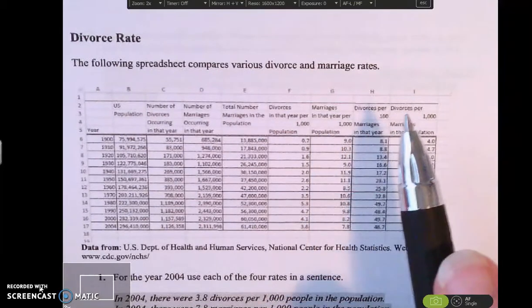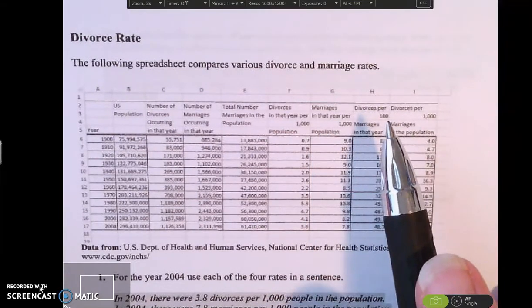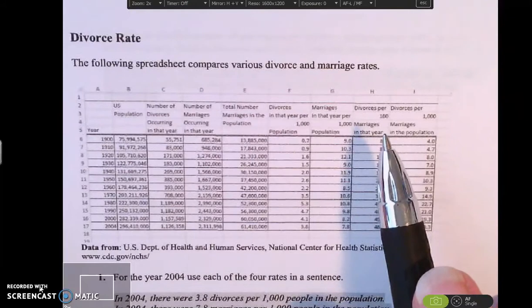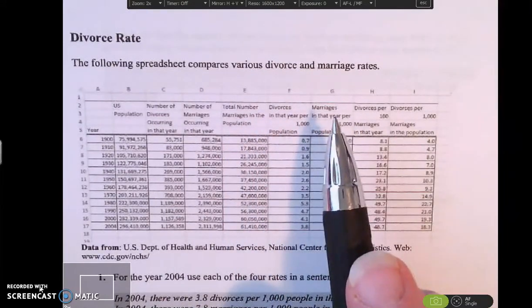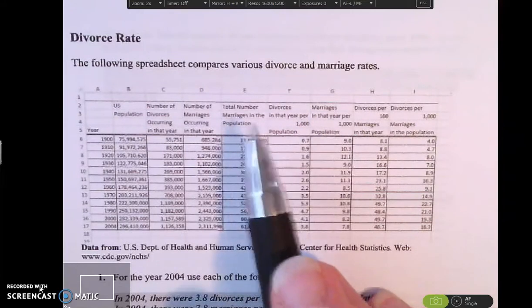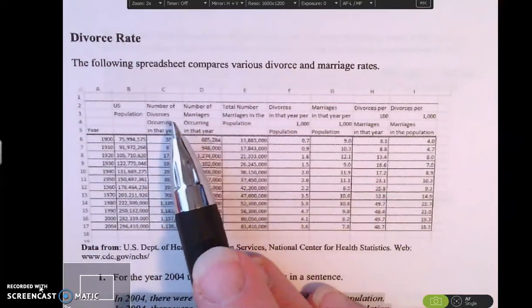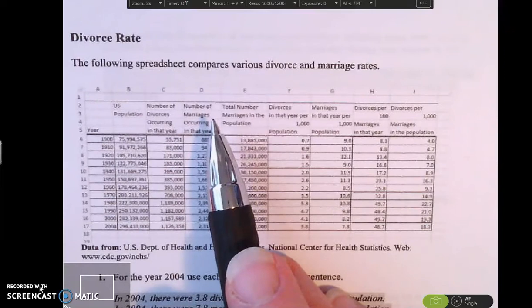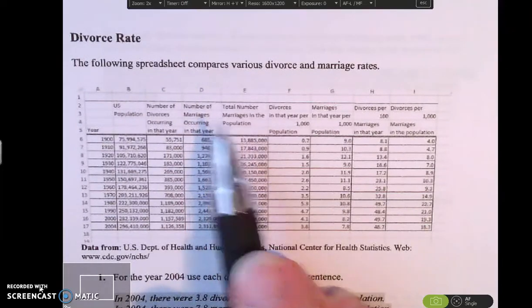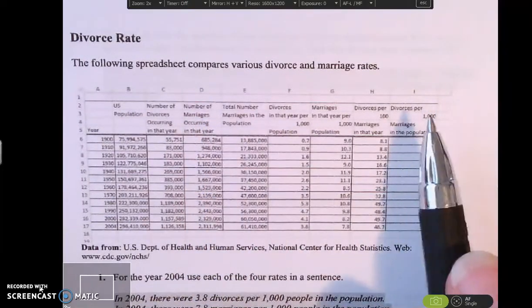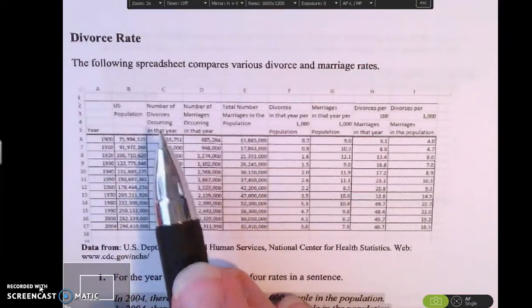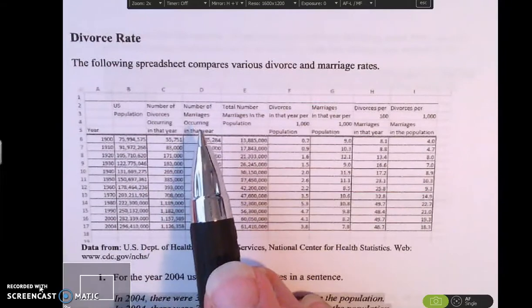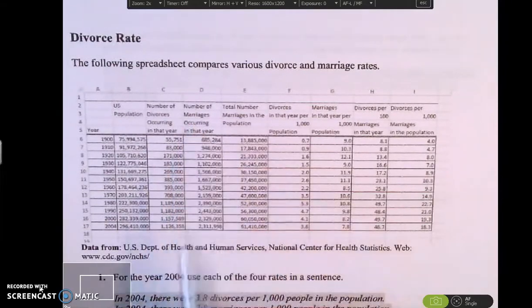And this is saying divorces per 100 marriages. So it's comparing divorces to marriages. Sorry, I said this wrong. It's comparing divorces to marriages, and it's scaling marriages at 100. And then this one is saying divorces per 1,000 marriages. So it's taking the divorces and comparing it to the marriages, but it's scaling it at 1,000.